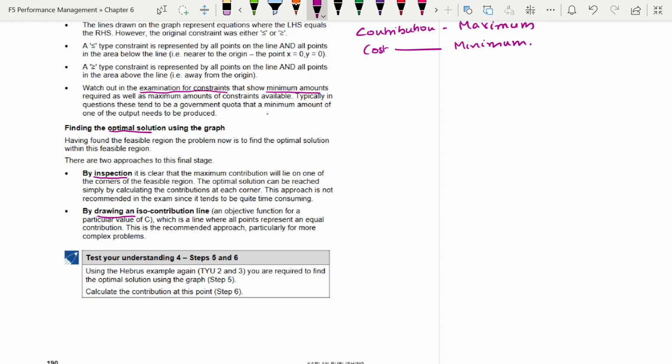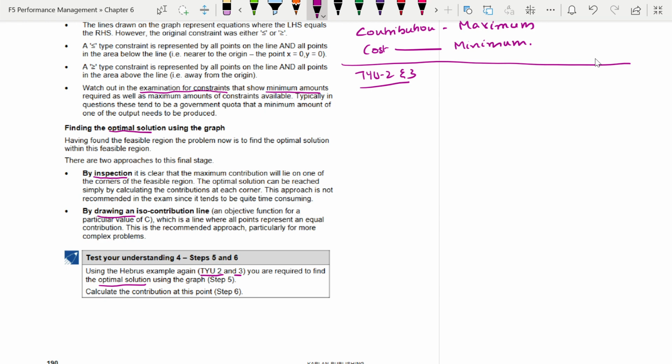Now what we are doing, we are taking test your understanding 2 and 3. You are required to find the optimal solution. We are giving the reference of test your understanding 2 and 3. Okay, test your understanding 2 and 3.